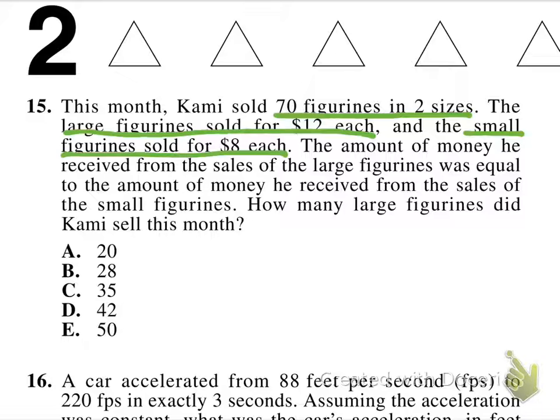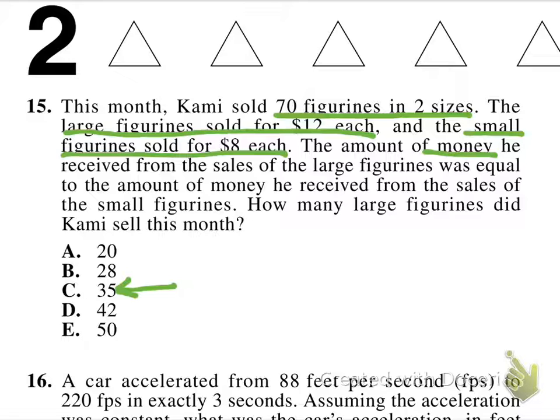So she's got 70 figurines in 2 sizes. She's got some large at $12 a piece and small ones at $8 a piece. It does say the amount of money that he received from the sale of the large figurines was equal to the amount of money he received from the sale of the small figurines. So the money figure is the same for both. How many large figurines did Cami sell this month? So let's say she sold 35. We always choose the middle value when we start these.